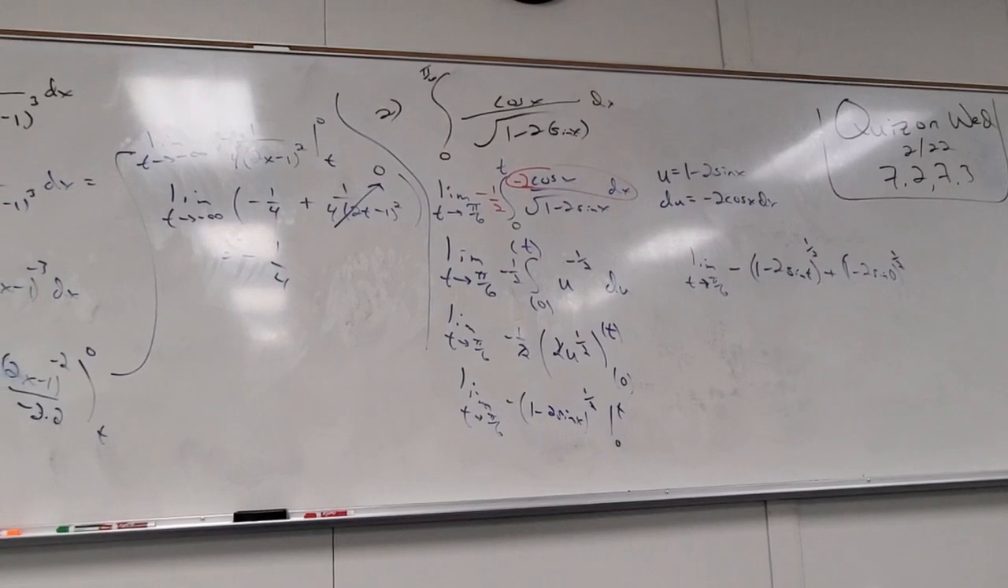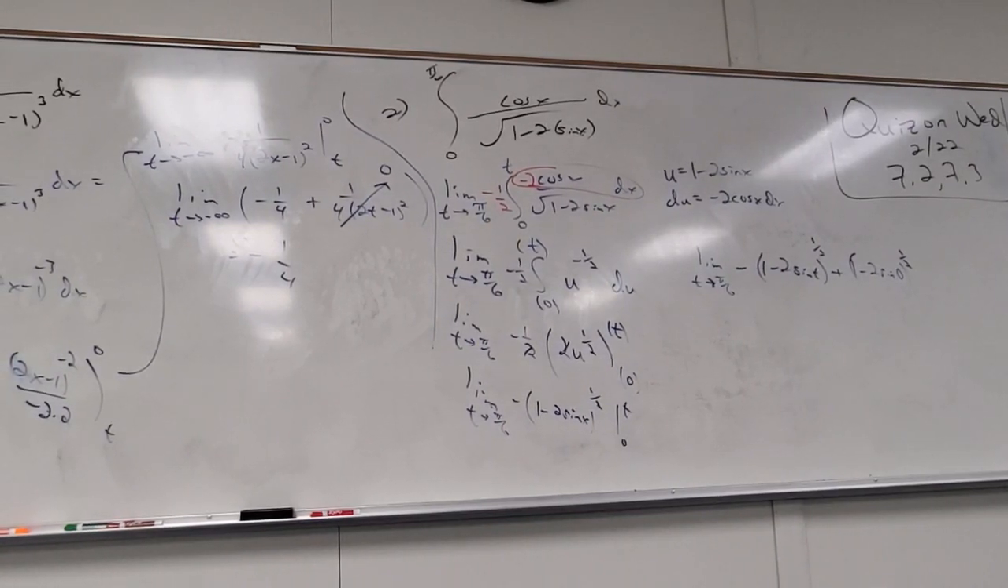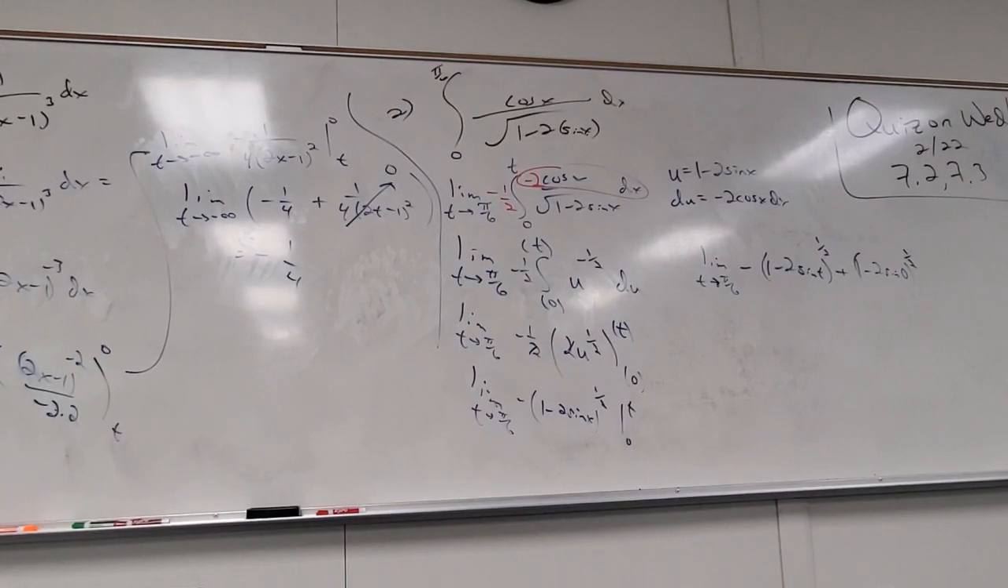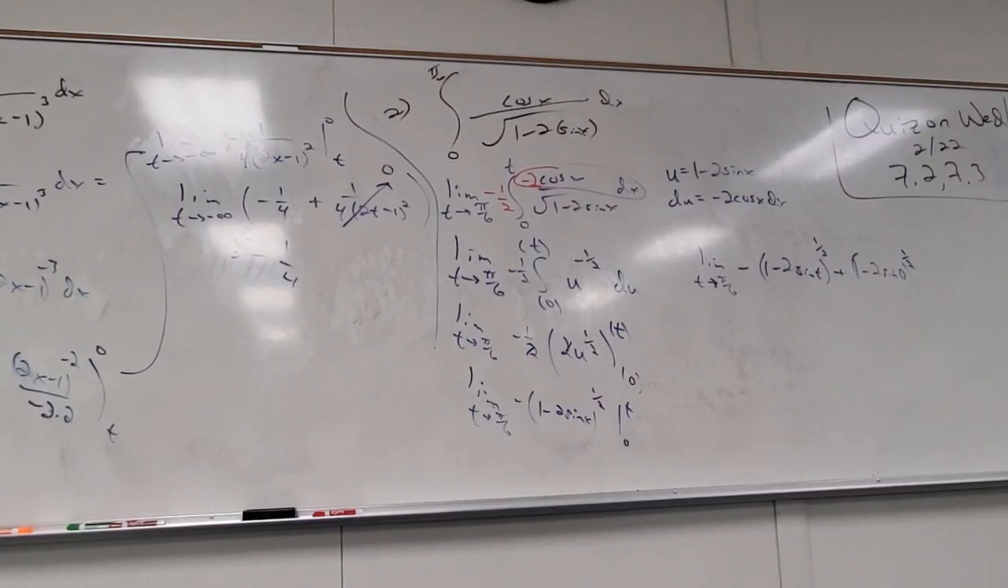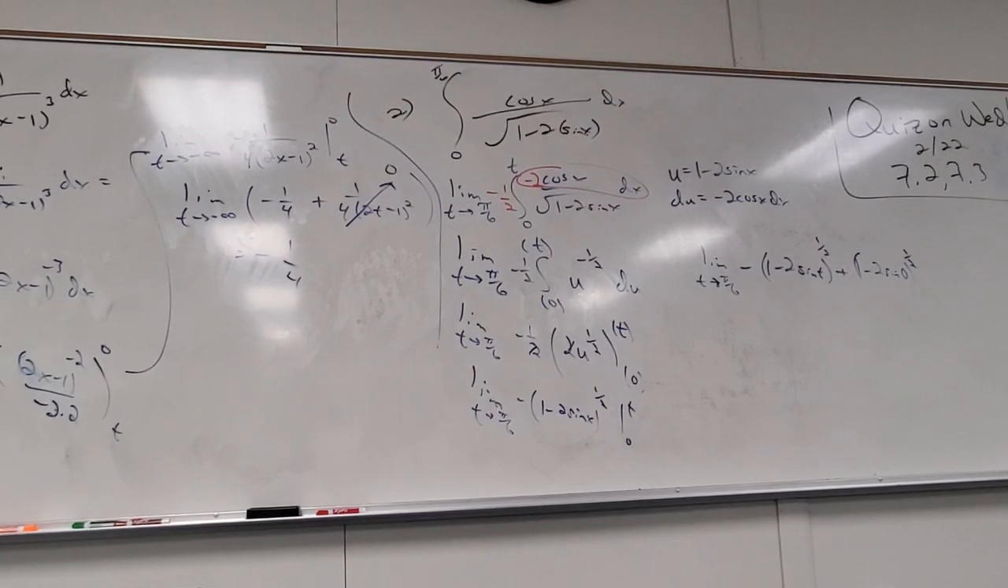What's the domain of square root of x? 0 to... Do I include 0? No. Yes, because what's the square root of 0? 0. Alright, everybody with me? So the domain of square root of x is bracket 0, comma, infinity, yes?